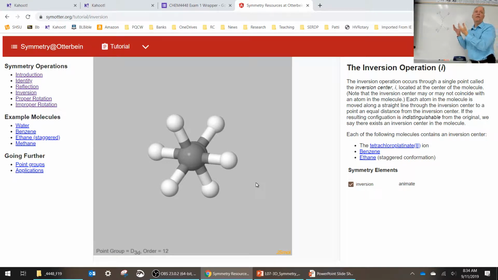So there's a big difference between staggered ethane and eclipsed ethane. This would be eclipsed ethane. If I were to look down the carbon-carbon bond, this hydrogen would eclipse that hydrogen. It's like the moon and the sun. Okay. And so eclipsed ethane has no inversion center. The staggered ethane does. So that's inversion. Does everybody understand? Pretty comfortable with inversion? Okay.